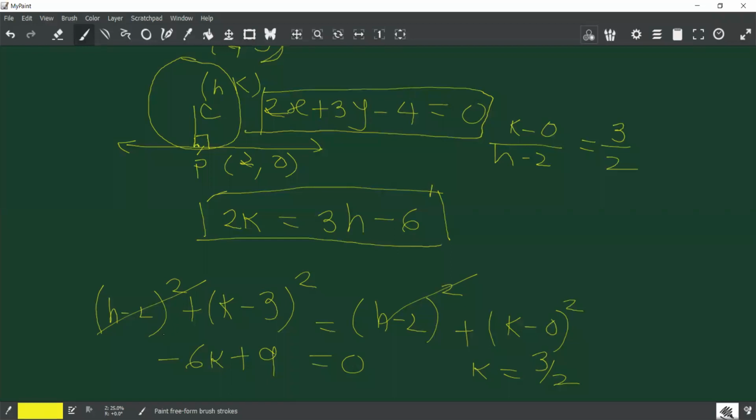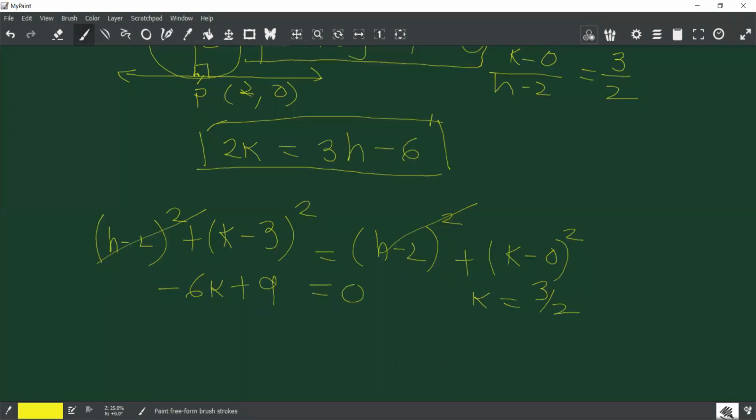Now if you put k as 3 by 2, then h will come out as 3, because twice k will be 3. So 6 plus 3, 3h is 9. So I get h as 3. I got my value of h as 3. So the center here is 3, 3 by 2. Right?